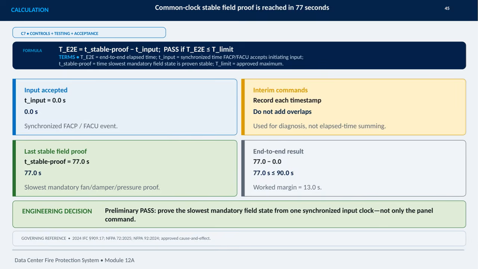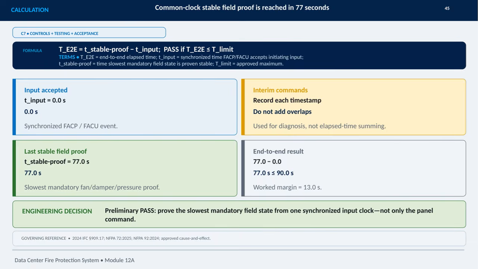The controlling endpoint is the last stable proof from the slowest mandatory field device, such as a fan, damper, or pressure condition. That proof occurs at 77.0 seconds, producing an end-to-end result of 77.0 seconds. Compared with the 90-second limit, the worked margin is 13.0 seconds.